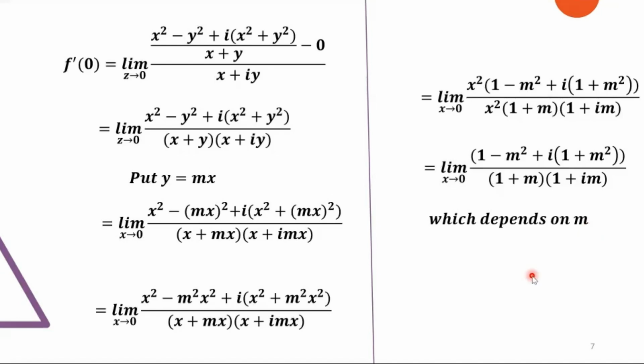So as the m value changes, the value of f dash of 0 will also change. So if the same value comes, only then it is differentiable, otherwise the function is not differentiable. f dash of 0 does not exist. So the function is not analytic. Okay, it is a little bit confusing, I do understand.